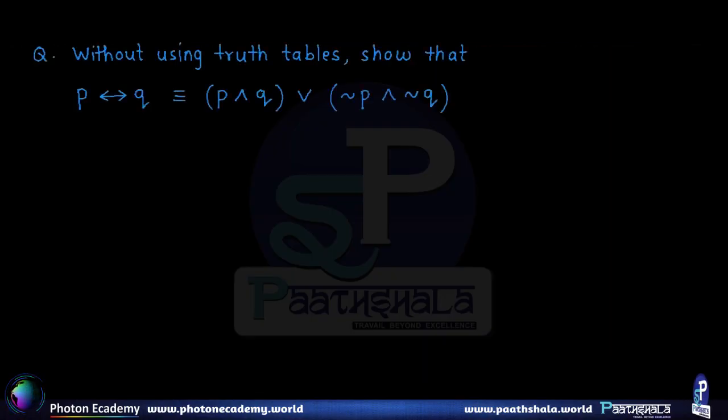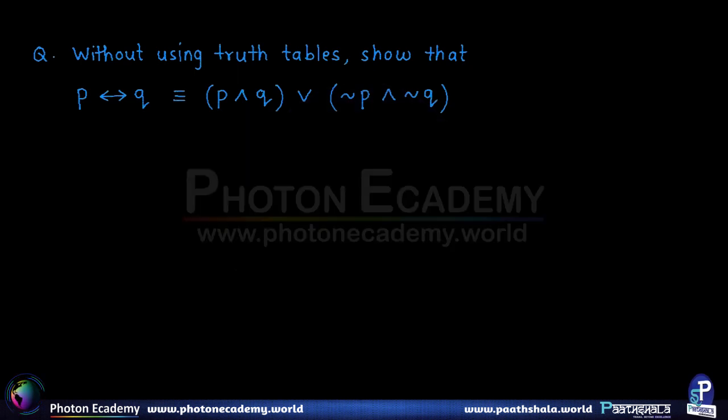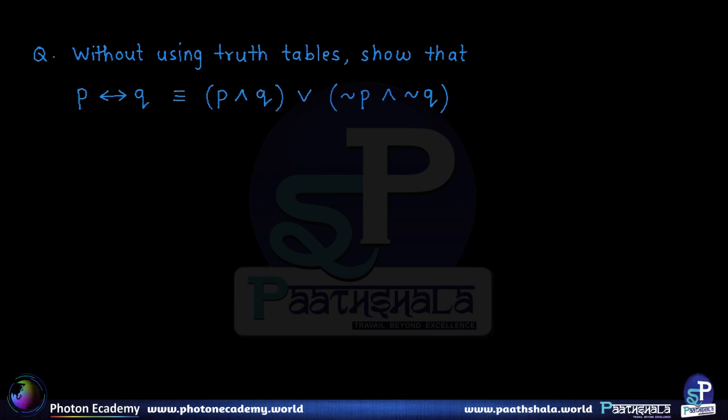Now here we have to prove a given equivalence without using truth tables. So without using truth tables, show that P double implies Q is equivalent to P and Q or negation P and negation Q. So what it means is we can of course always prepare a truth table and make all the required columns and say that the two specific columns are same which correspond to left hand side and right hand side, but that will take time and it will be a bit tedious.